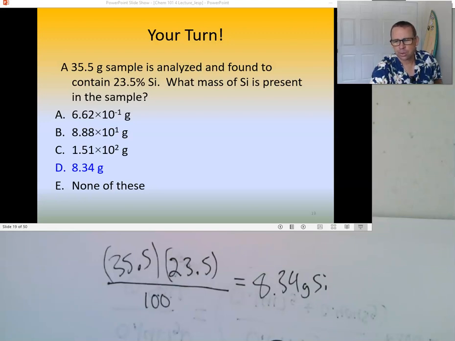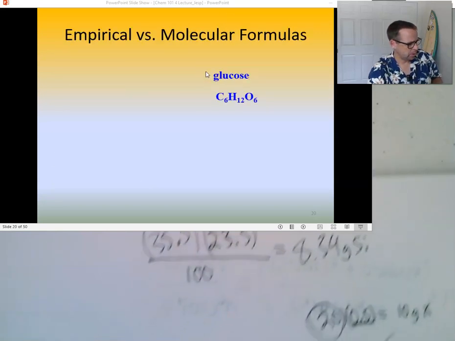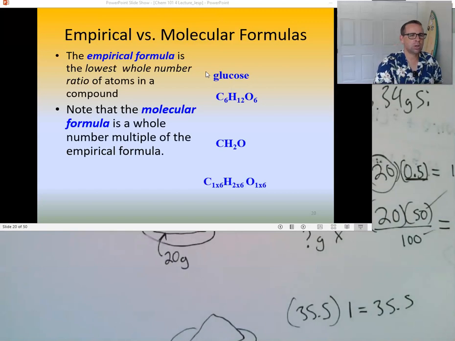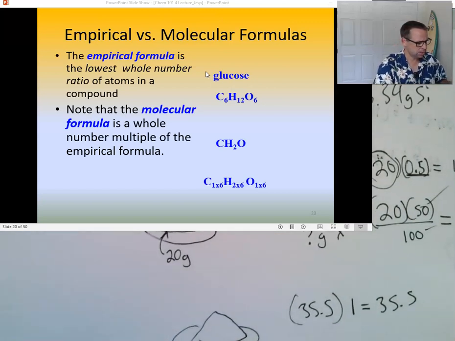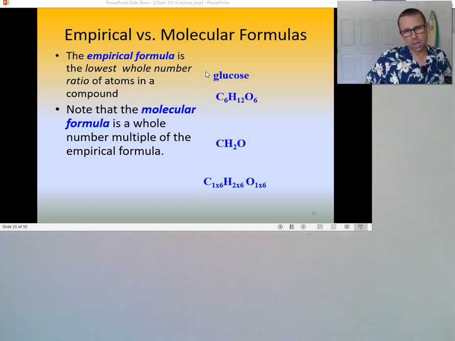So, next slide. Now we're going to introduce to you two terms. One is called the empirical formula, and really that's the only new term, because the other term is called the molecular formula, which you're already familiar with, right? You would only call it the molecular formula if it was a molecule, and you wanted to know that molecule's formula.